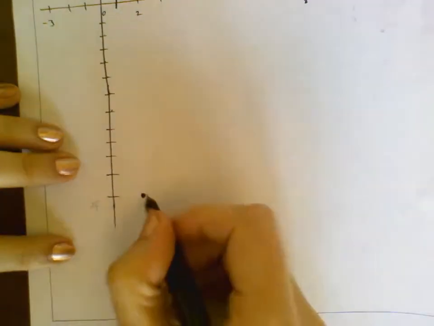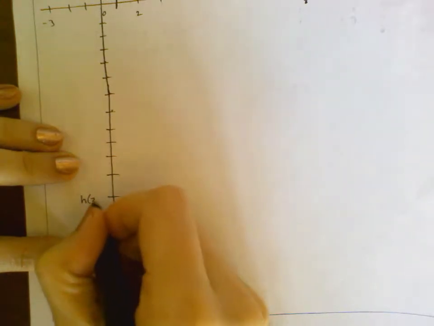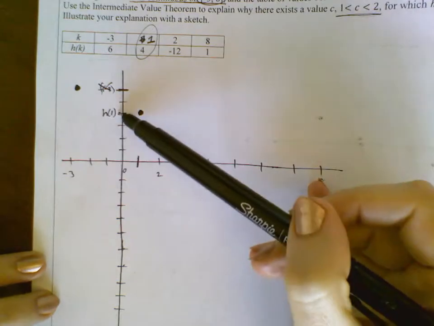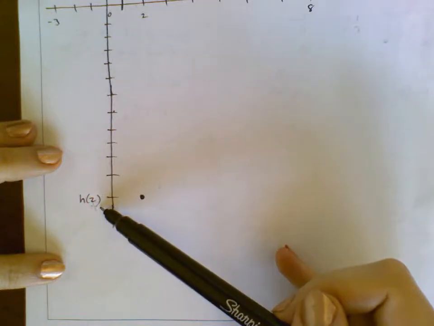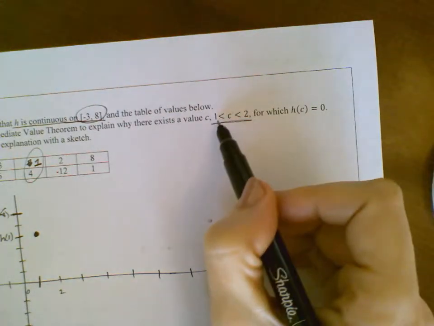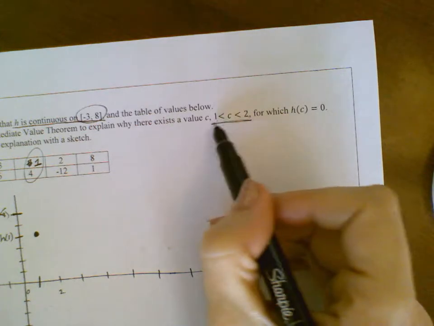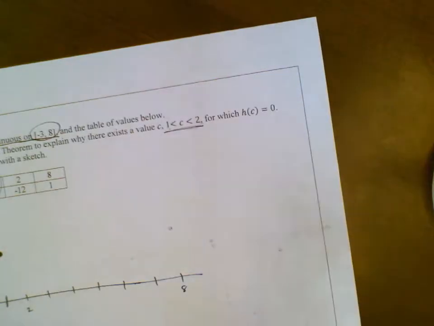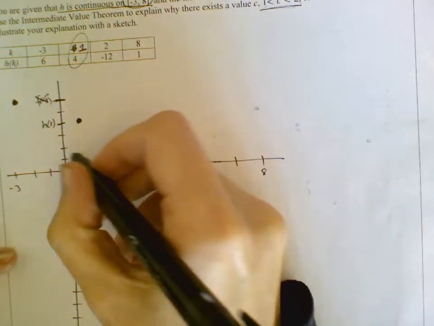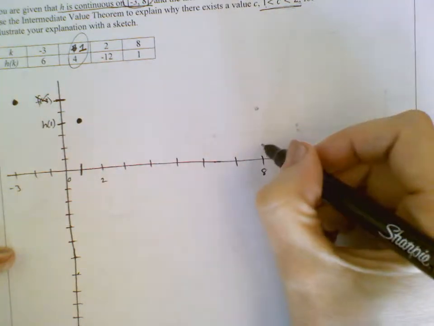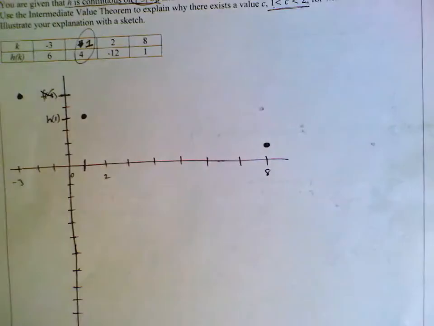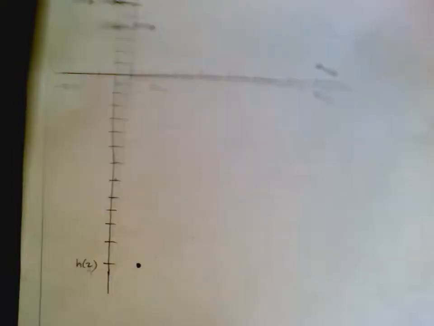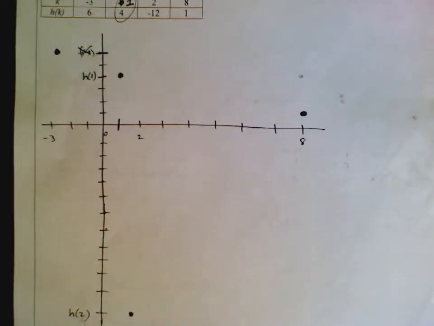All right, so this is H of 2. H of 1 is up here, H of 2 is down there. The reason I'm labeling them is because those are the Y values at these endpoints where I'm proving I have a value on, for which H of C is 0. And then we've got 8, 1, 8, 1. Okay, so there's those points separately that I got from the table.